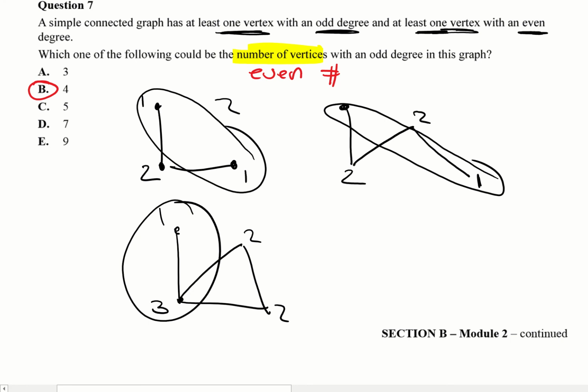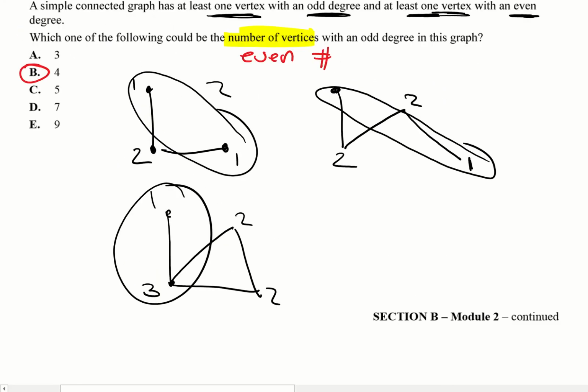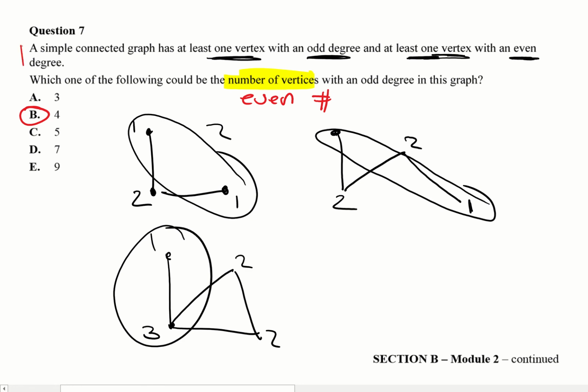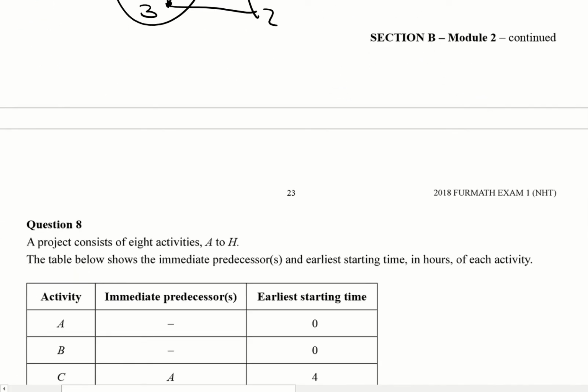So each time you do something like that, and follow the restrictions that are placed upon you from here, you're going to get an even set of odd degree vertices. Okay.